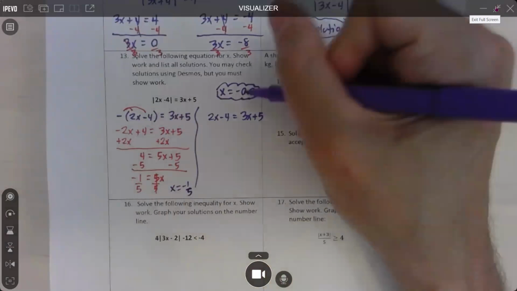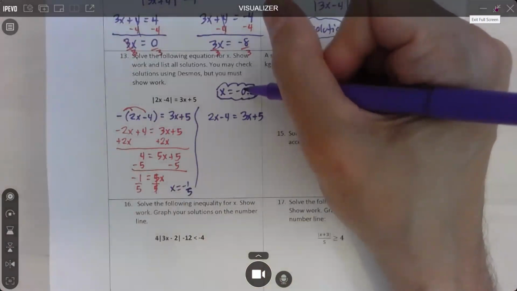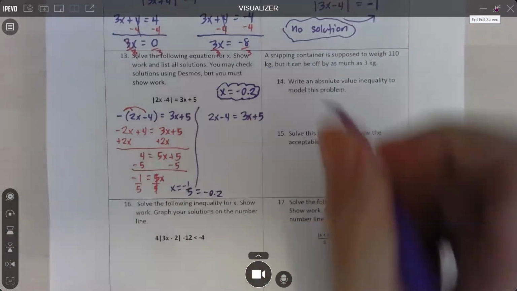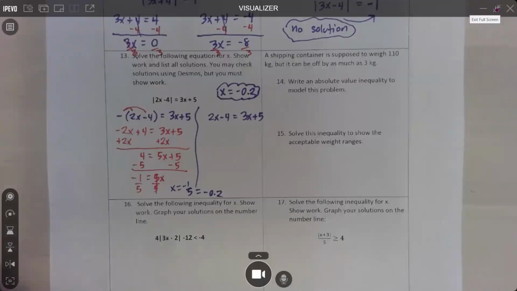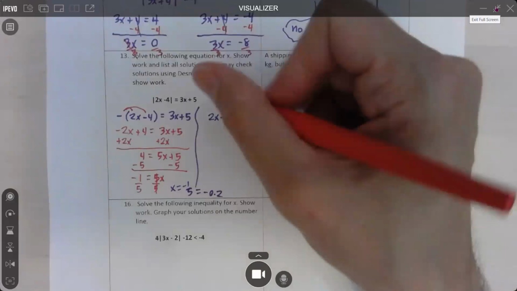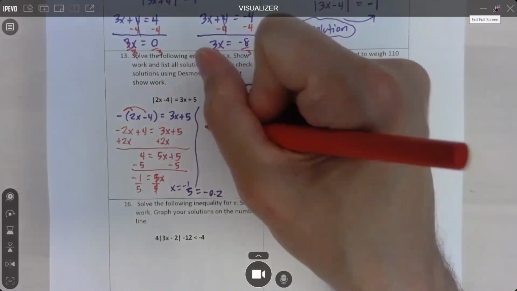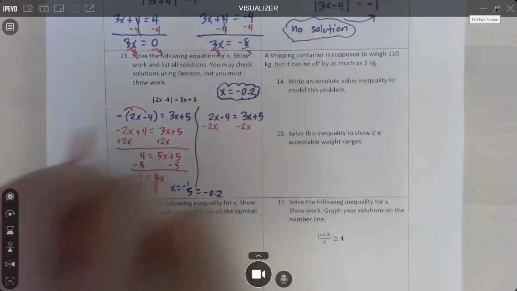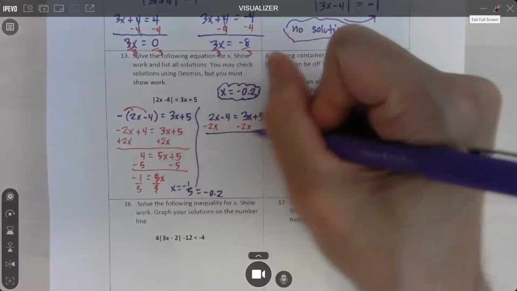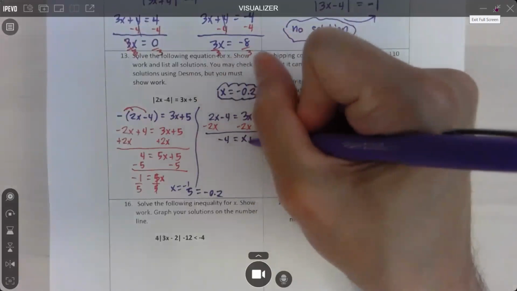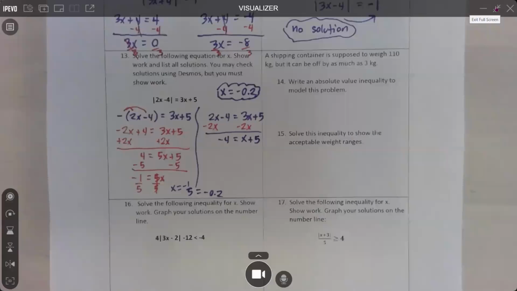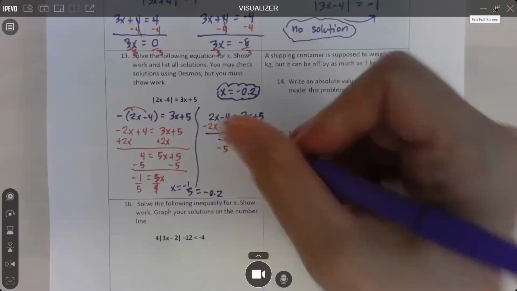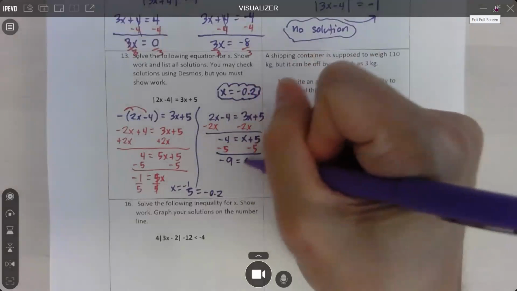Now that seems to be the same number as negative 0.2, and that does equal negative 0.2 if you calculated that out. That is going to be one of your answers. Well, why doesn't the other one work? I'll show you. So in this case here, subtract 2x from both sides. And that's going to give you negative 4 equals x plus 5. Now you're going to take away the 5. And you're going to have negative 9 equals x.